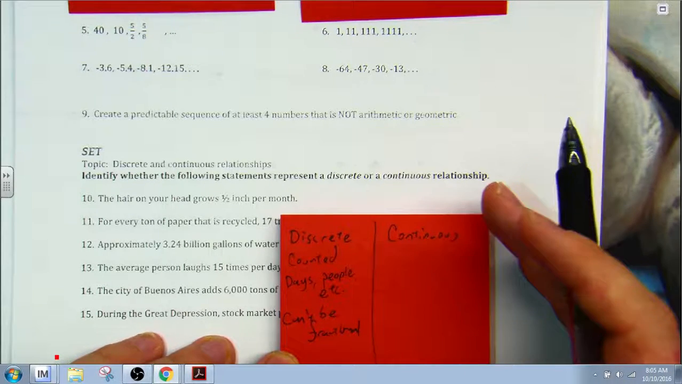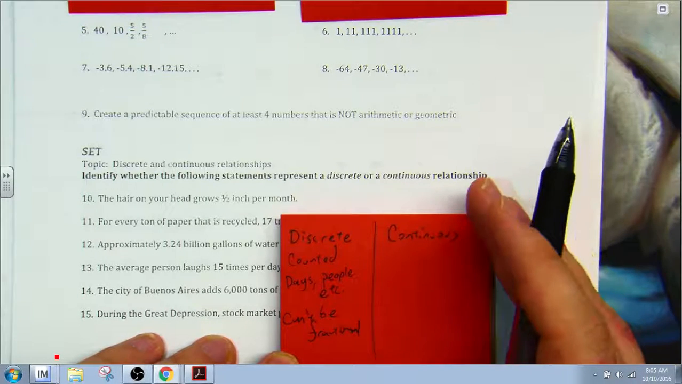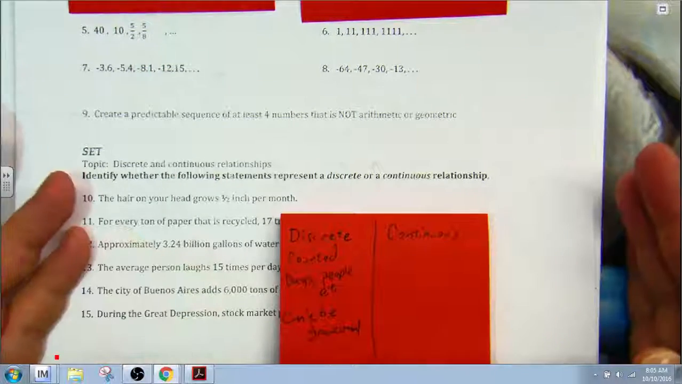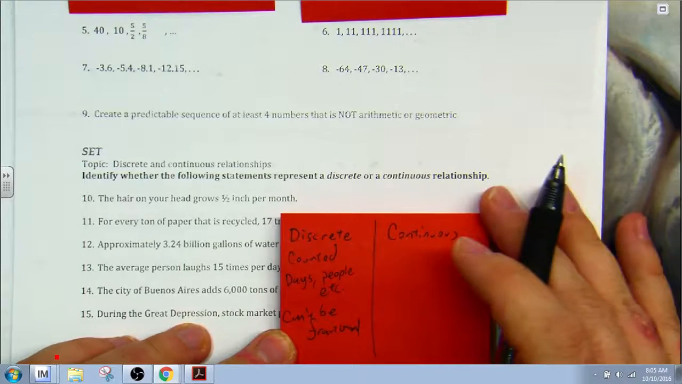It's kind of like when we were talking about rounding. There's a certain age where you stop saying I'm 16 and a half years old. You just say I'm 16 or 17. So we kind of stopped doing that fractionally.